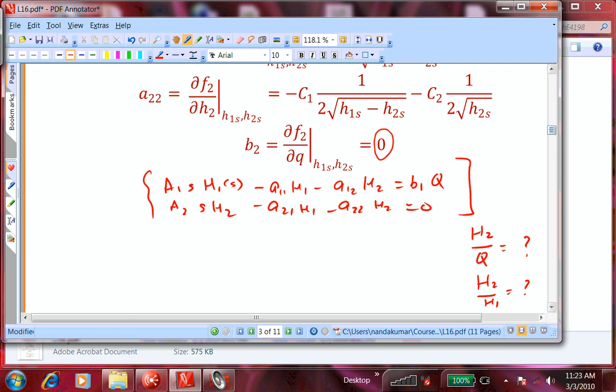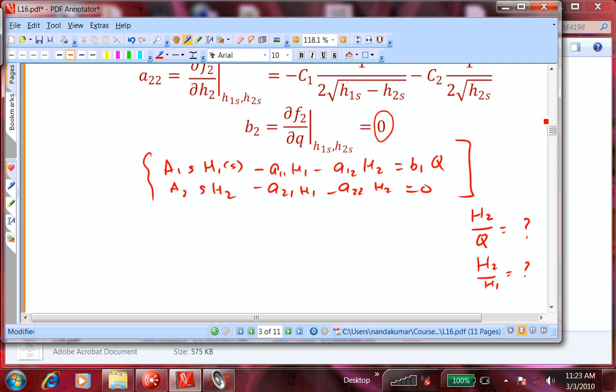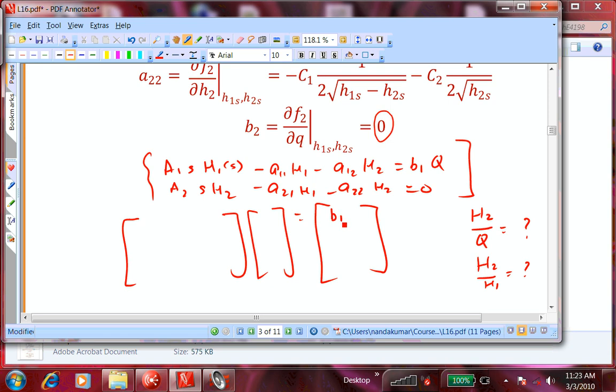So we saw in the last class that we can put this in a matrix form, and that is what I'm going to implement in MATLAB. I'm going to write this as a product of two matrices equal to the right hand side. On the right hand side, you will have B1Q, 0. Then you will have H1 and H2. And this matrix we figured out as A1S minus A11, minus A12, and here minus A21, and A2S minus A22.